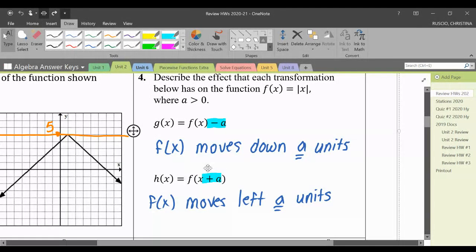h of x is equal to f of x plus a, all inside parentheses. Remember, the inside lies. So since it's a plus sign, it's going to move to the left a units, not to the right, because the inside lies, the outside tells the truth.